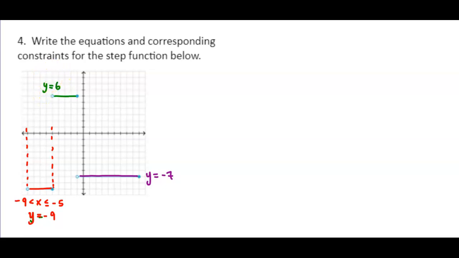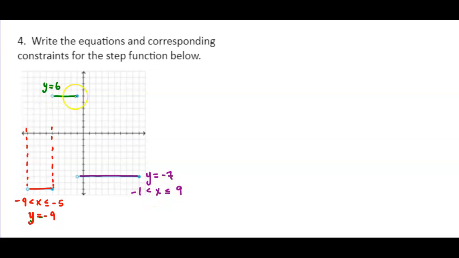Okay, so going back, we just did the red piece. Let's look at the purple piece. Again, it's not equal to on the left, equal to on the right. These x's are ranging between -1 and +9. So my constraint should be that my x's are between -1 and +9. Again, it's not equal to and then equal to because of the circles.